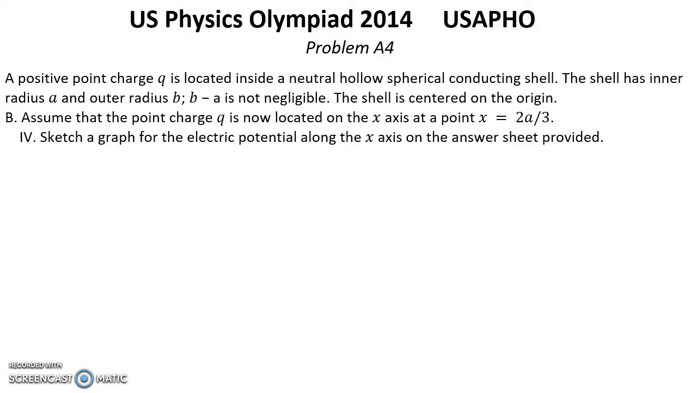And the graph for this potential will look like this. That's the same as for a point charge in the center of this sphere, outside b, and it's constant between a and b, and it looks like 1 over r inside this shell for x less than a.